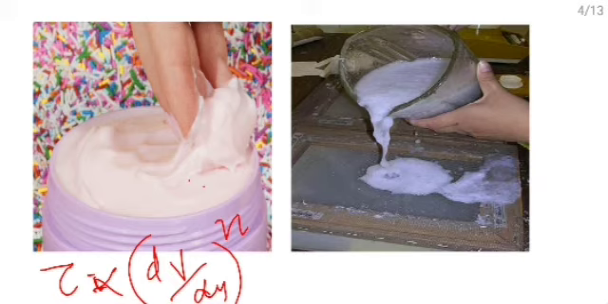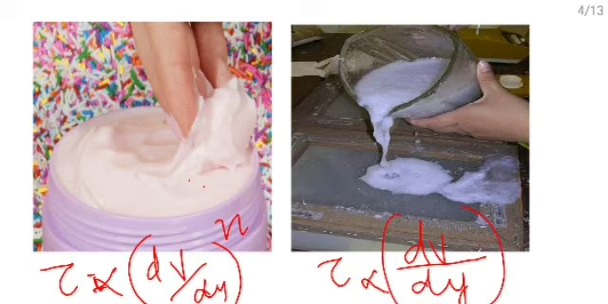For paper pulp, when we are applying shear stress, it undergoes shear strain at a logarithmic rate, if I may say so. That is, it is proportional to dv by dy raised to n, where n is less than 1.